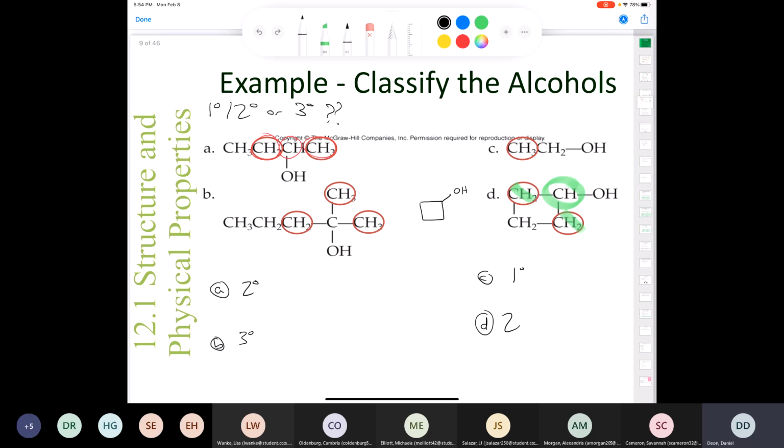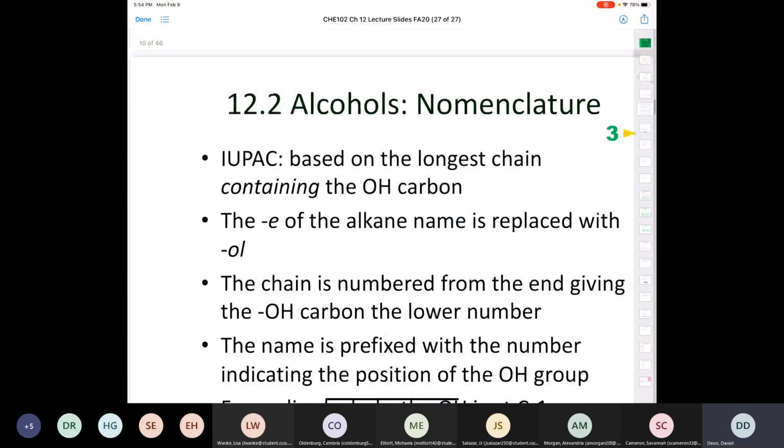Now, maybe you're thinking, Mr. Dion, I hope you make the next exam just this question. Well, can't make it just that question, but anyhow, let's talk about nomenclature.